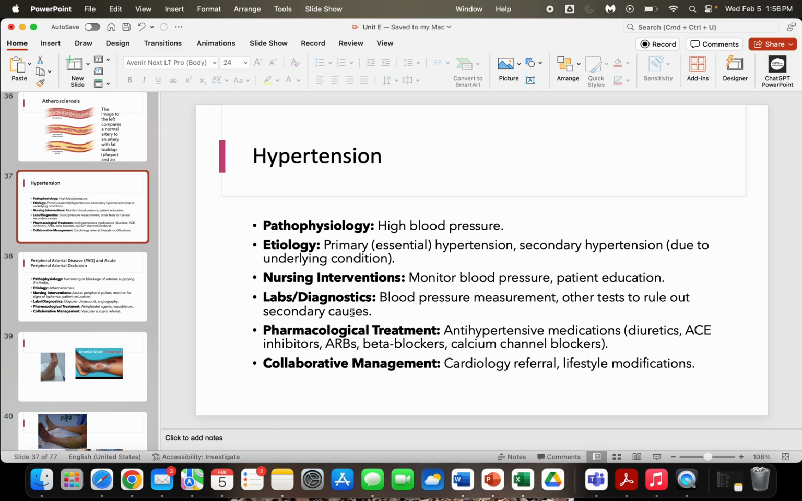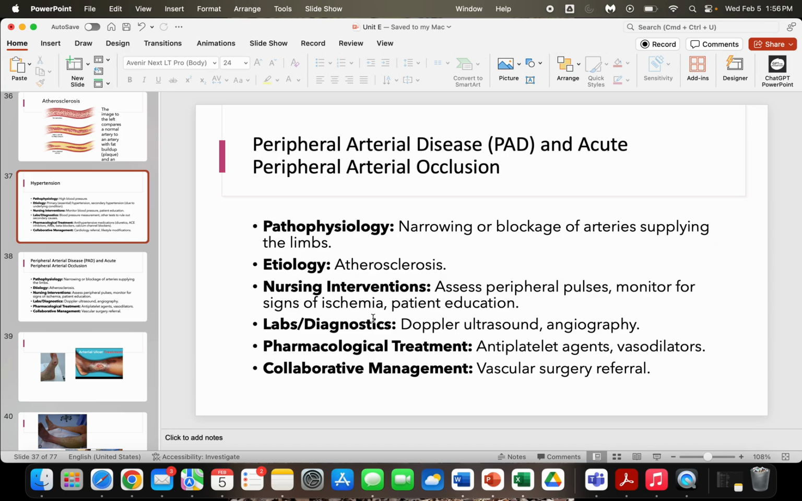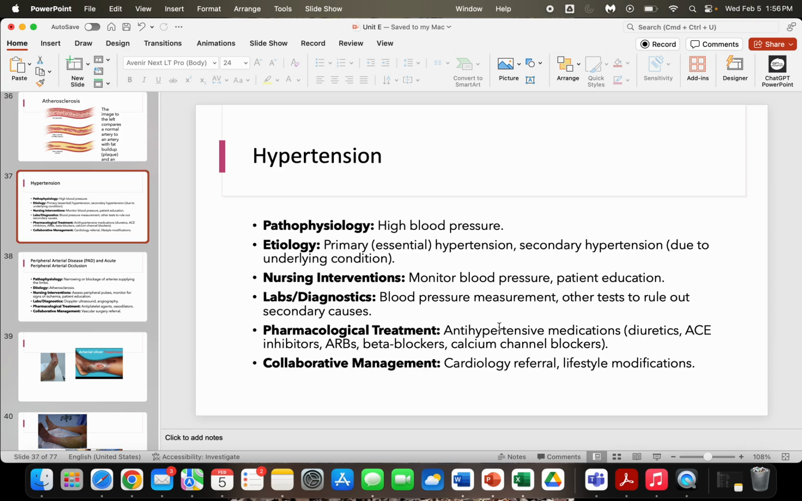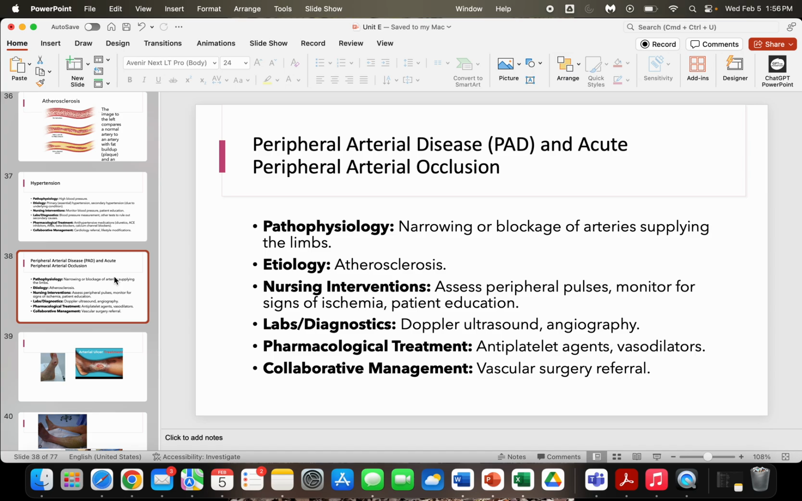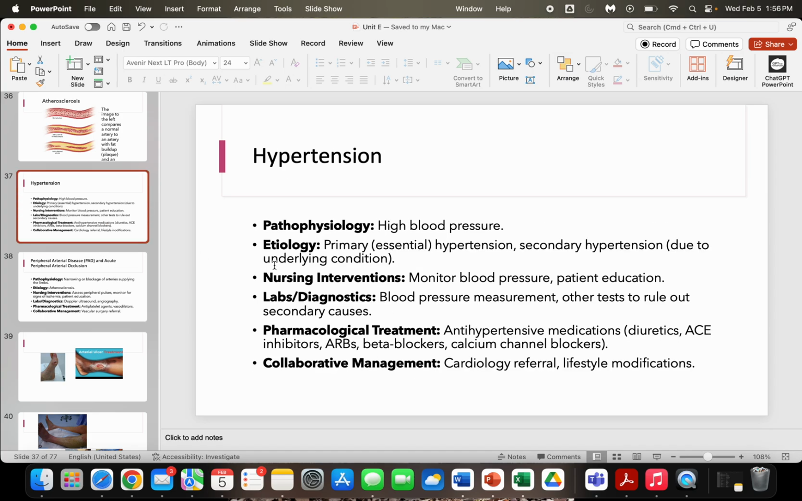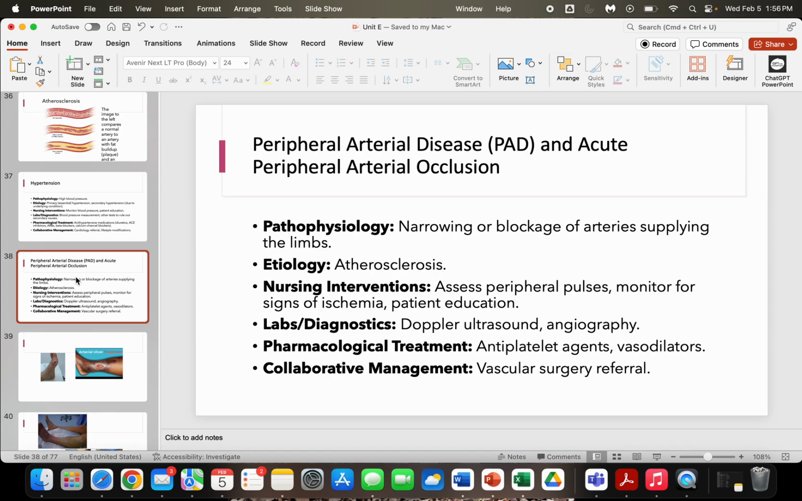Our goal is always to monitor blood pressure, educate our patients, and make sure they're adhering to their medication, okay? Super important. If we're talking about blood pressure meds, we're talking about these antihypertensives: ACE inhibitors, ARBs, beta blockers, calcium channel blockers, even diuretics to help offload the fluid volume status of these patients, right? And we all know lifestyle modifications are super important, okay?